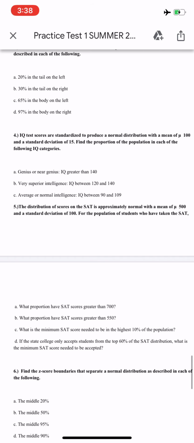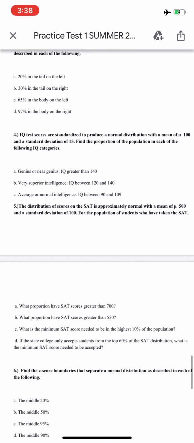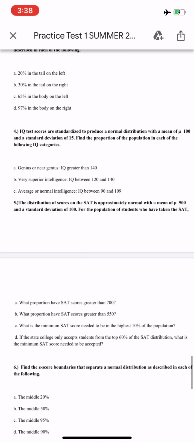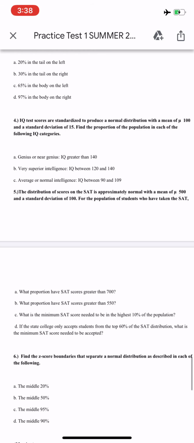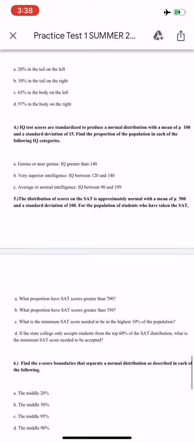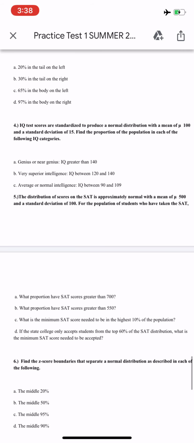All right, average or normal intelligence, IQ between 90 and 109. Right? You see 90 is below the mean, 109 is above the mean. You know the z-score for 90 is going to be negative, and the z-score for 109 is going to be positive. So you do 90 minus 100 divided by 15, and that equals negative 10 divided by 15 equals negative 0.67. Now you take 109 minus 100 divided by 15. That equals 9 divided by 15, which equals 0.60.